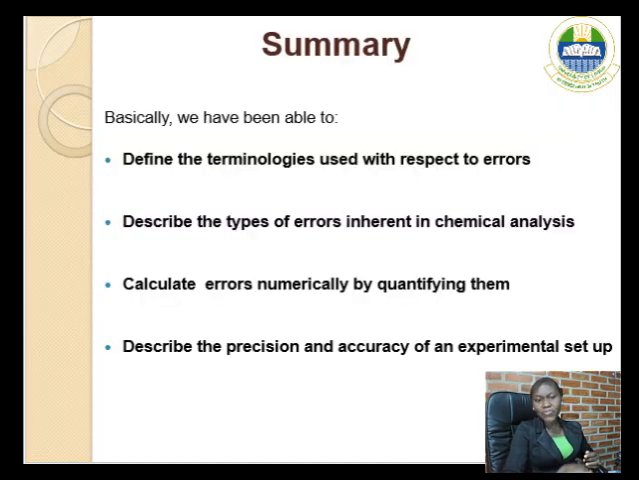Now, basically, we have been able to achieve our learning objectives by defining our terminologies, describing the types of errors, calculating our errors numerically, and by being able to describe our precision and accuracy. Okay, now I expect you to have been able to identify the errors, the sources, with respect to the basic types and calculation relating to them as explained in this study.